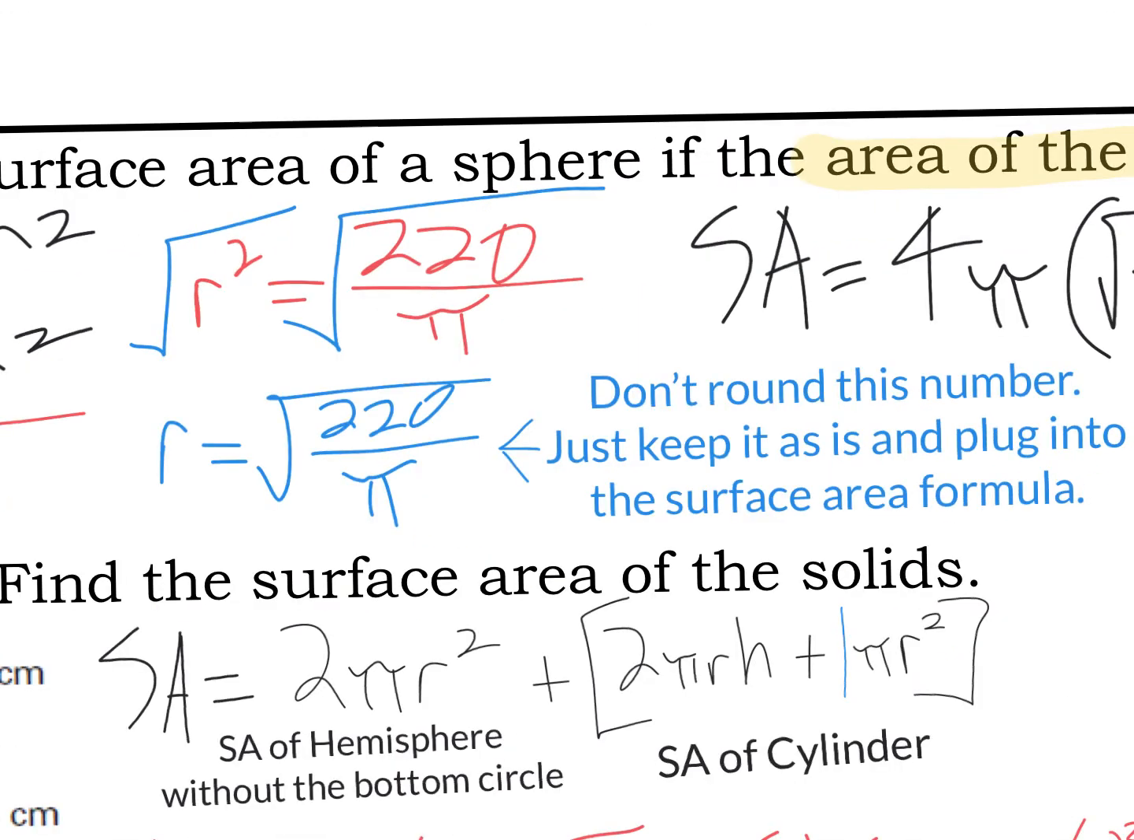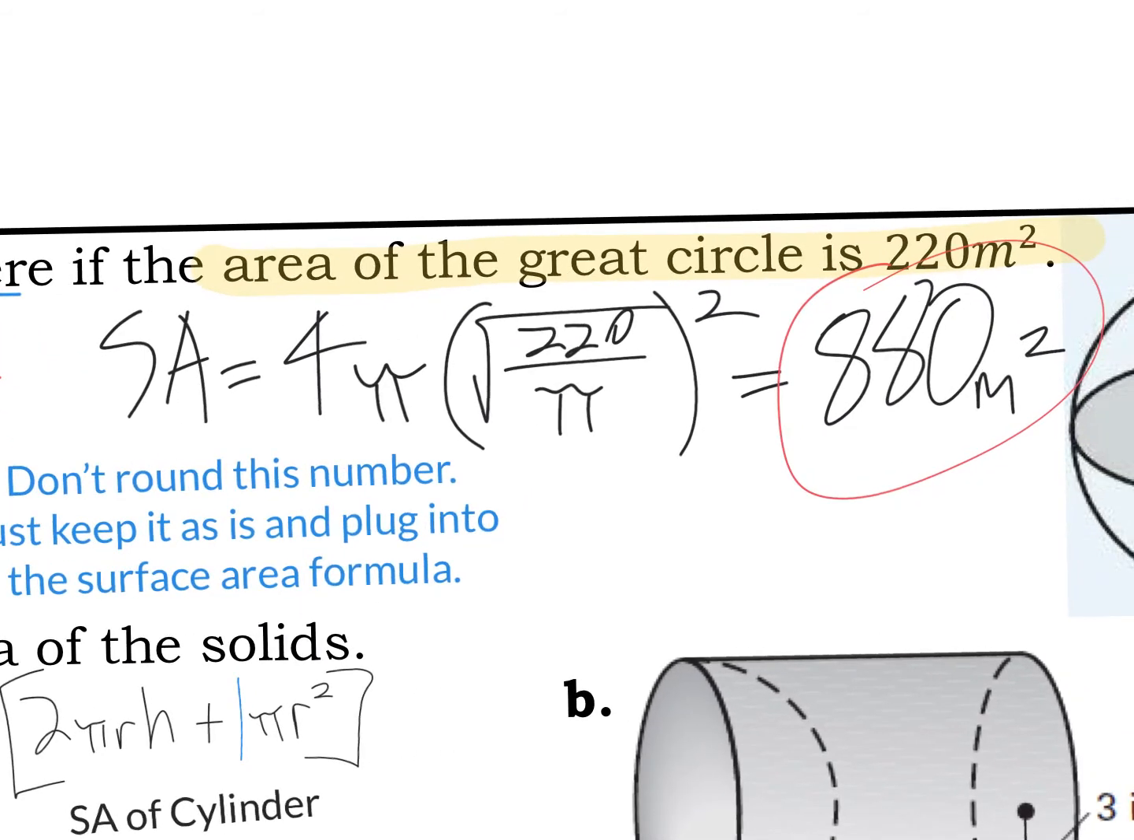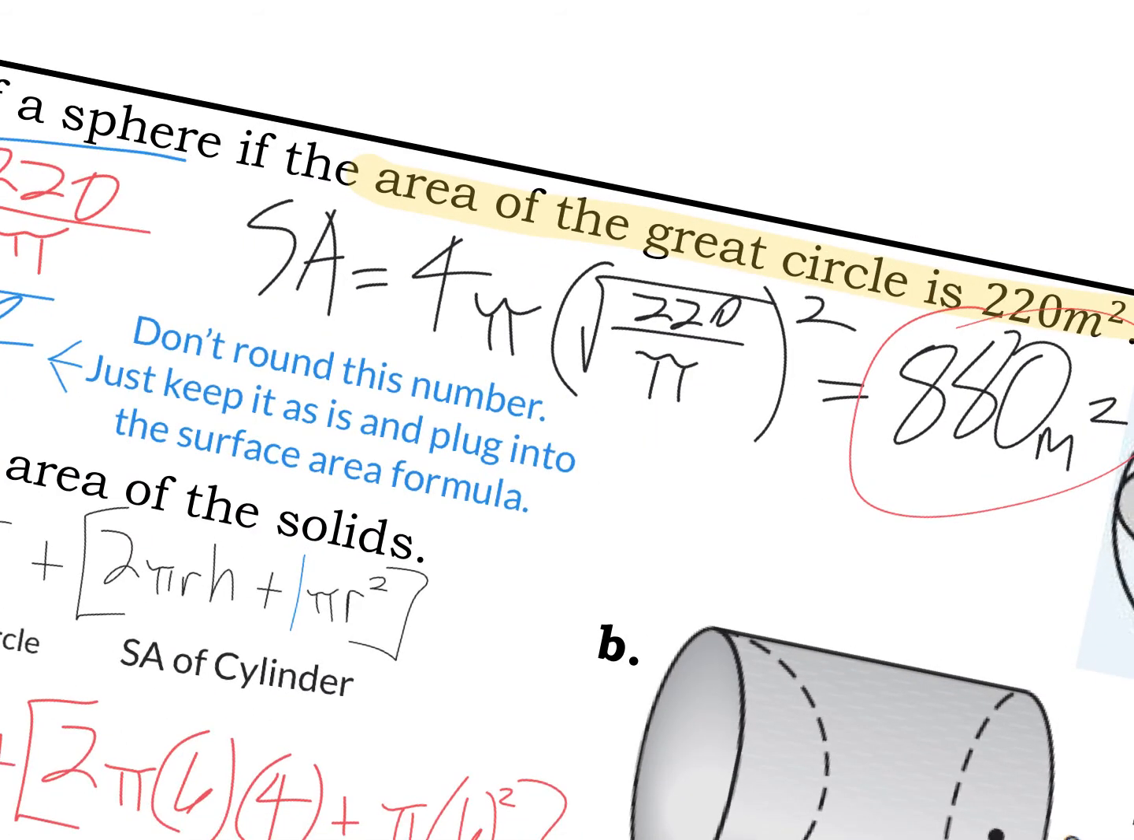And so now I'm going to have to get rid of the power of 2, and I can do that by square rooting both sides. And I'll leave my radius as the square root of 220 over pi. The reason why you want to do that is because it's going to give you a decimal that goes on forever, and you don't want to have to round that number because you need to plug that number into your surface area formula. So if you can keep it in the non-rounded form, which is the square root of 220 over pi, then you can get a more accurate answer.